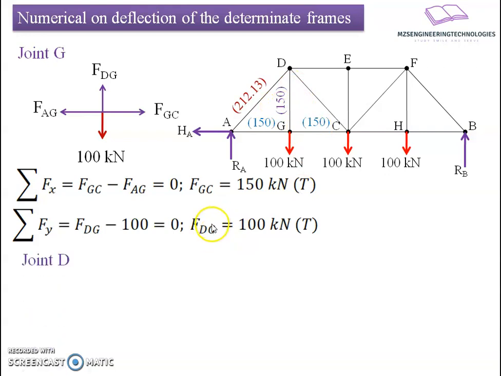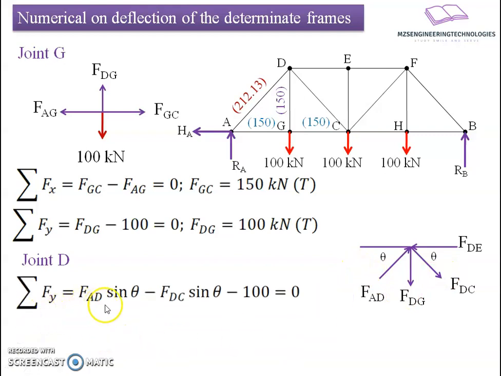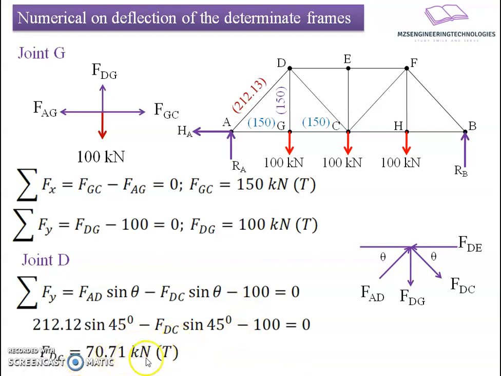Now the next joint will be joint D. If I take a free body diagram of joint D, we have four forces here: FAD and FDG, which we have already calculated from the previous calculation, and FDC and FDE, which are unknown. If you apply summation of forces along the vertical direction, we get the FAD sine component, the vertical component of this force, going upward, that's positive, minus FDC sine theta going downward, that's negative, minus 100 of DG going downward. It results in a relation: FDC is equal to 70.71 kilonewton tensile in nature.